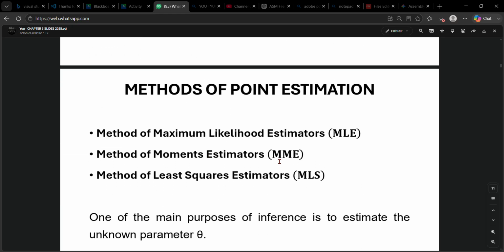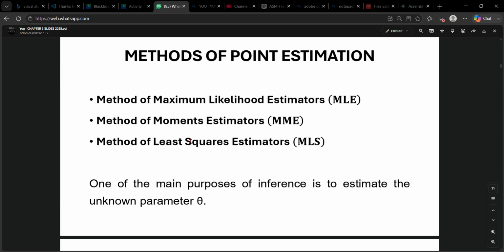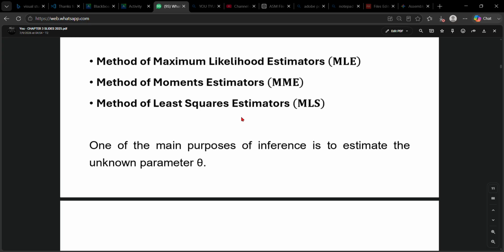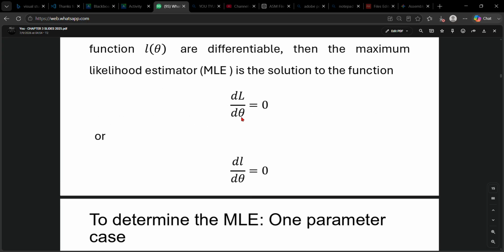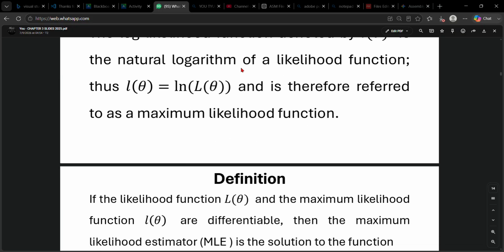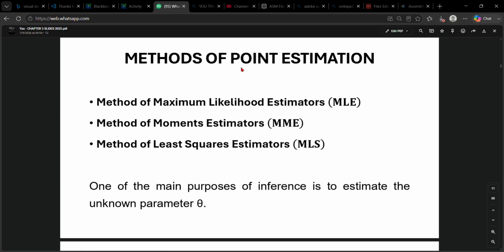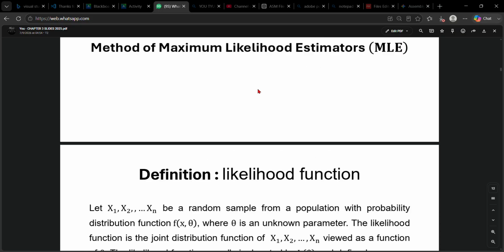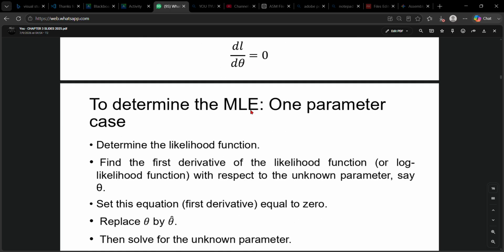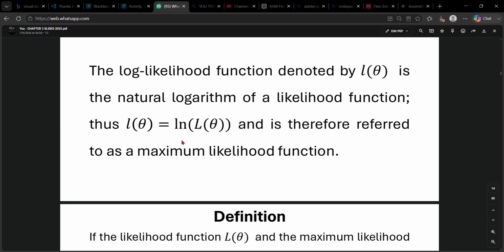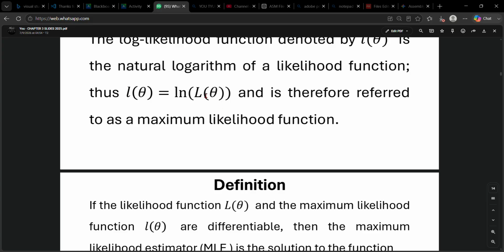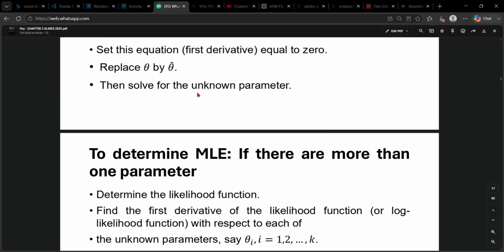To get your MLE, which is your maximum likelihood, you differentiate with respect to theta. So meaning you're going to differentiate both sides here.